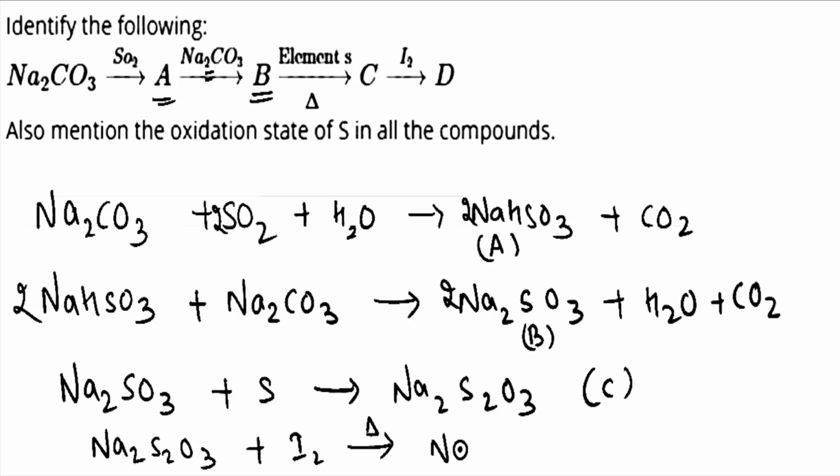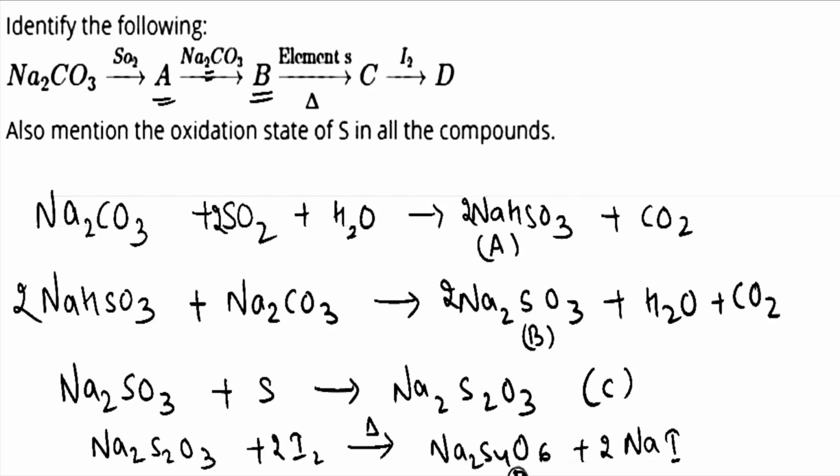So clearly Na2S4O6 is formed, and along with that NaI is also formed. Let us balance it out. Okay, so it is balanced. So we have already found A, B and C, and this is D. Now we have to find the oxidation states of sulfur in all the cases. So let's begin.